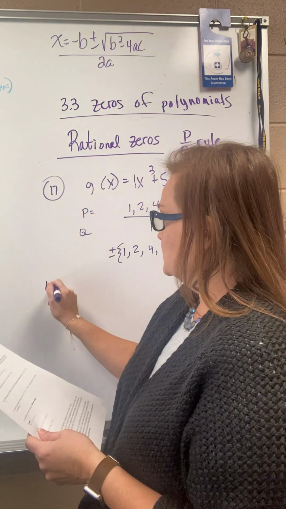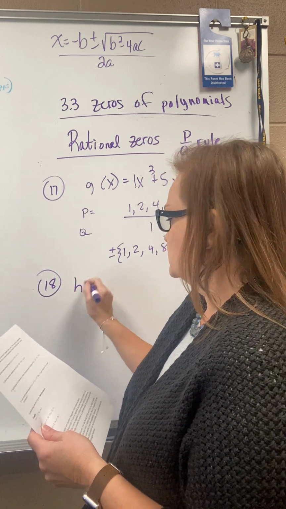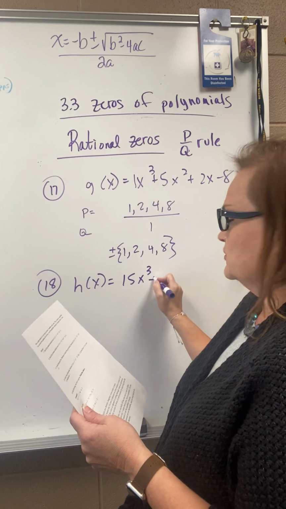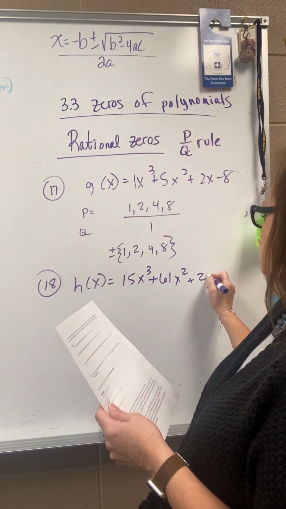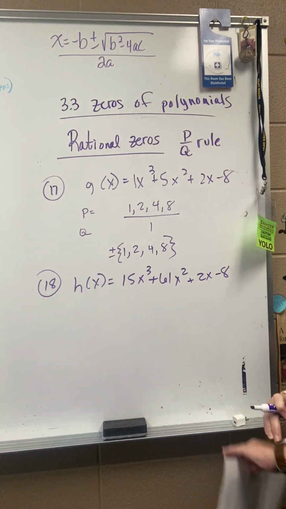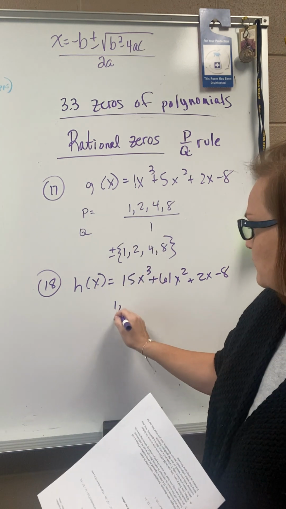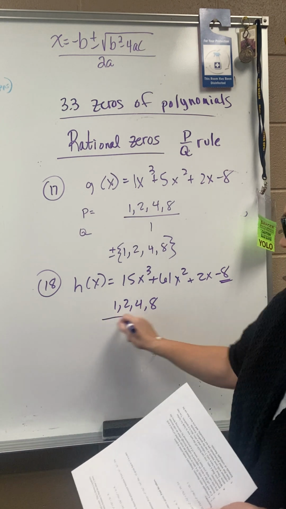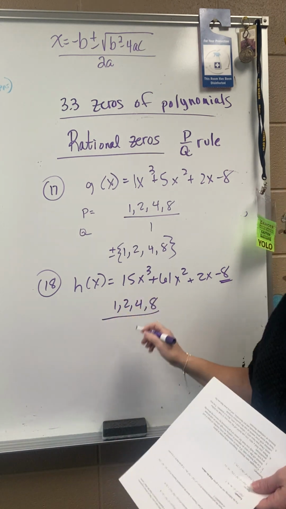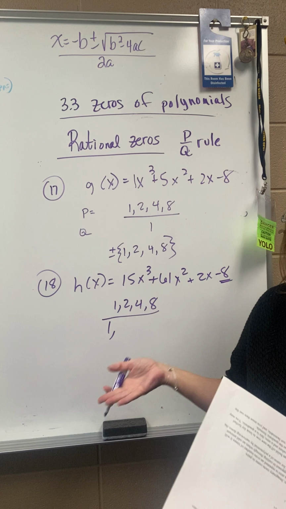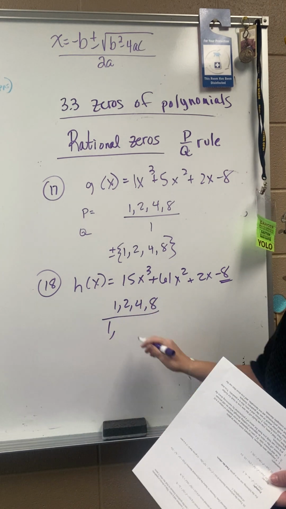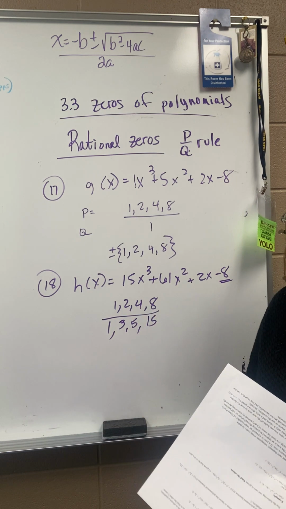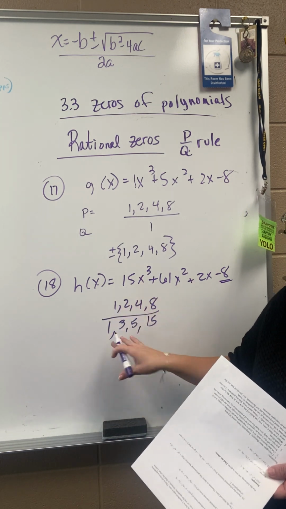Number 18, let's do that again. See if you can list all the possibilities. This one has a lot more going on here. So once again, we have the 8. So just like before, I have 1, 2, 4, and 8 factors of the constant. Then factors of the lead coefficient. What all goes into 15? 1 goes into everything. So you've always got 1 as a chance. Then there's 3 and 5 and 15. So any combo of these things over these things.